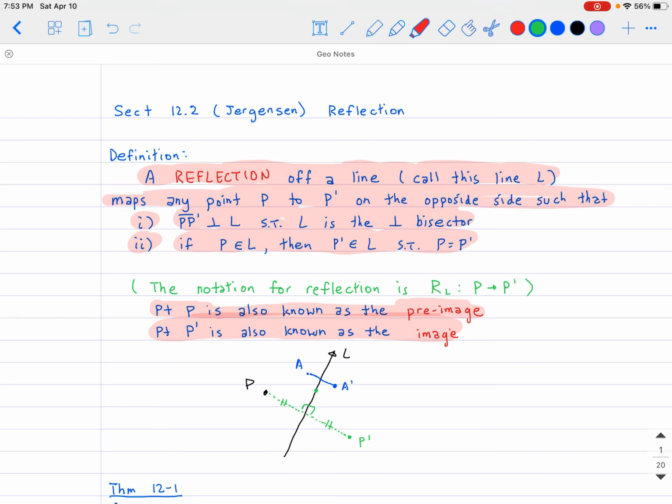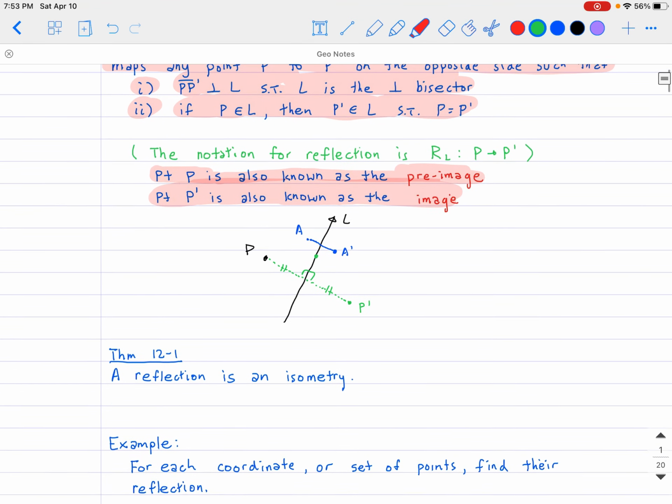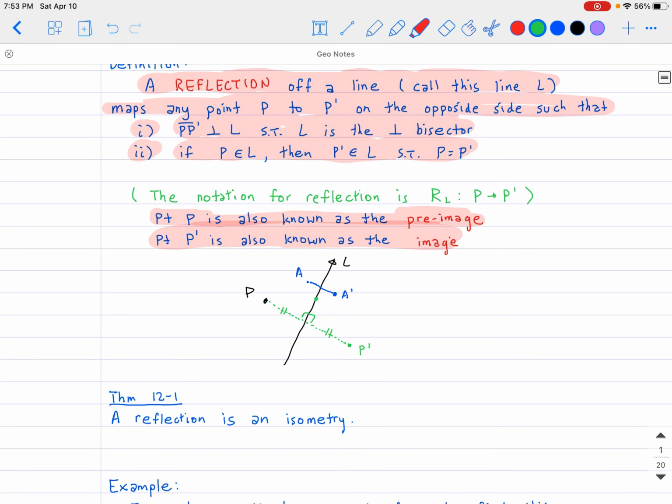All right, so that's the idea behind a reflection. So let's go ahead and utilize this to see how it works out. And by the way, before we do so, we should note that according to the last section, a reflection is going to be an isometry.